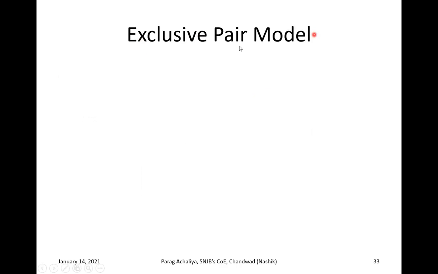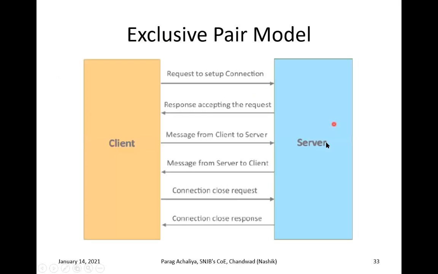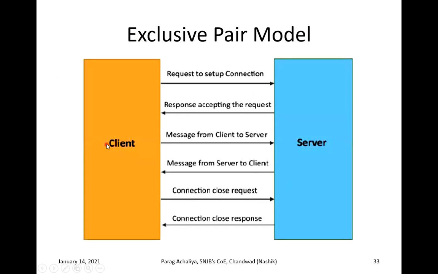And the next model, the last communication model, is your exclusive pair model. In this, there will only be one client and only one server. Only one activity will be performed at one time. Like you can see here, the client will request for connection setup. Then the server will send the response accepting its request of connection establishment.